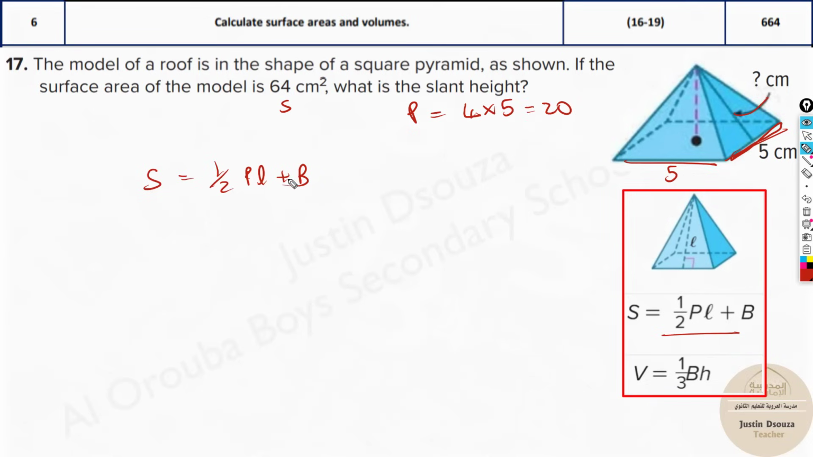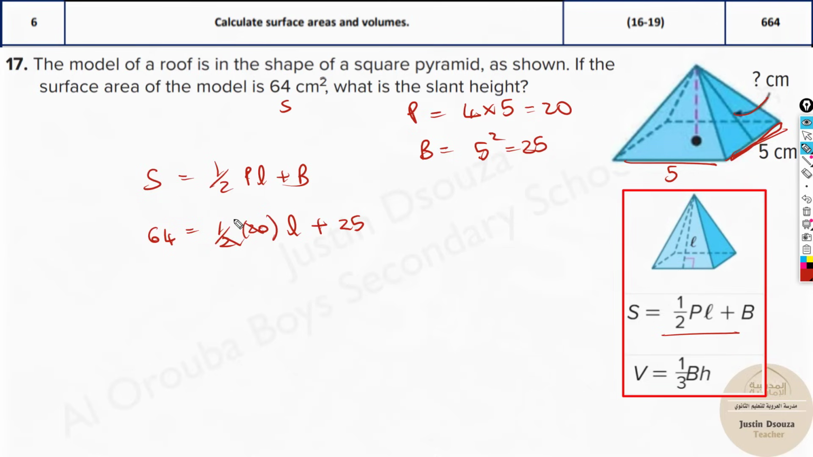And we need also B, right? B is the area of the base. Area of the base is 5 square, that is 25. We have all the required values here. Only L is unknown. We will substitute. S is 64. Half times P value is 20. L is the unknown value. Plus B is 25. Now we can put this in the calculator, directly get the answer.